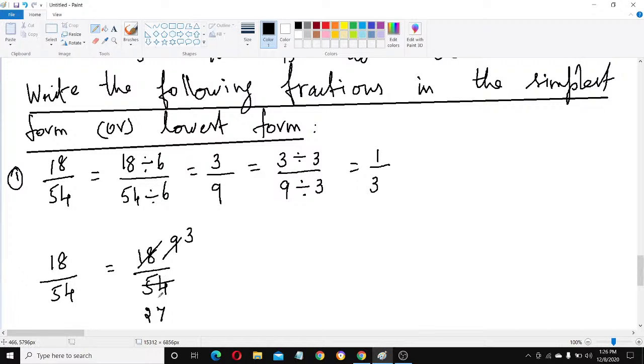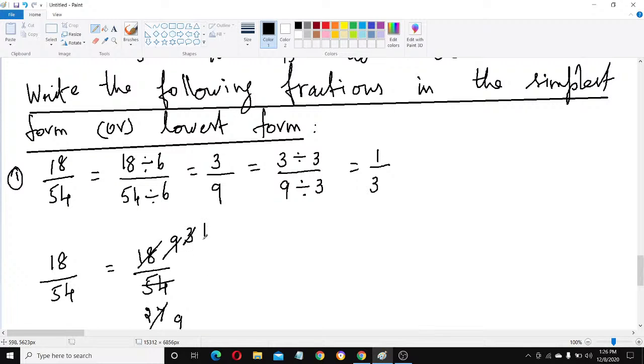3 times. 3 3s are 9. In 27 how many times? 9 3s are 27. So after cancelling, here 3 is the numerator, 9 is the denominator. Is there any common factor between numerator and denominator? 3 is a common factor between 3 and 9. So again you can cancel.